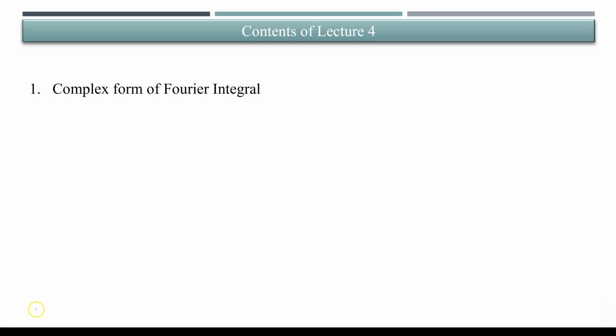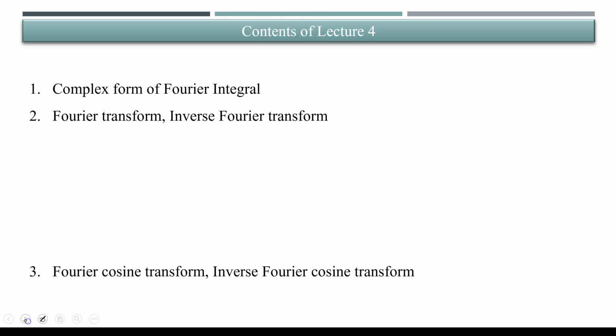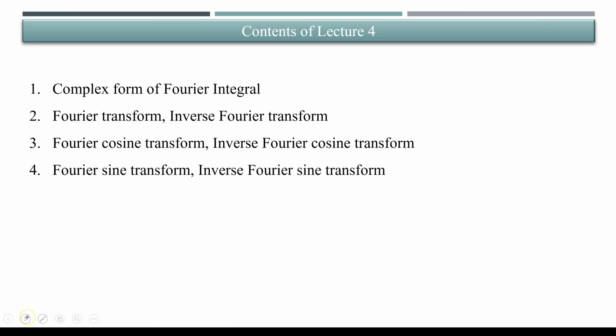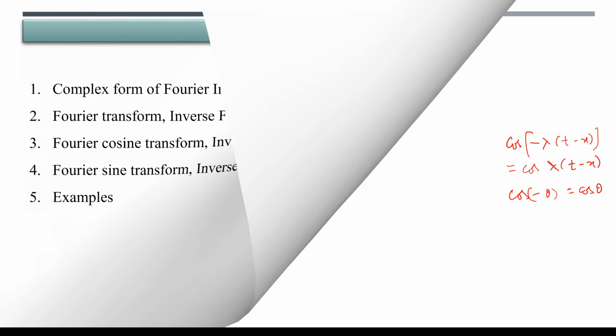So to define Fourier transform, first we have to understand the complex form of Fourier integral. So first we look at the complex form of Fourier integral. Then we discuss Fourier transform and inverse Fourier transform, Fourier cosine transform, inverse Fourier cosine transform, Fourier sine transform, inverse Fourier sine transform. And we solve some examples on Fourier transforms. Now let us see what the complex form of Fourier integral is first.